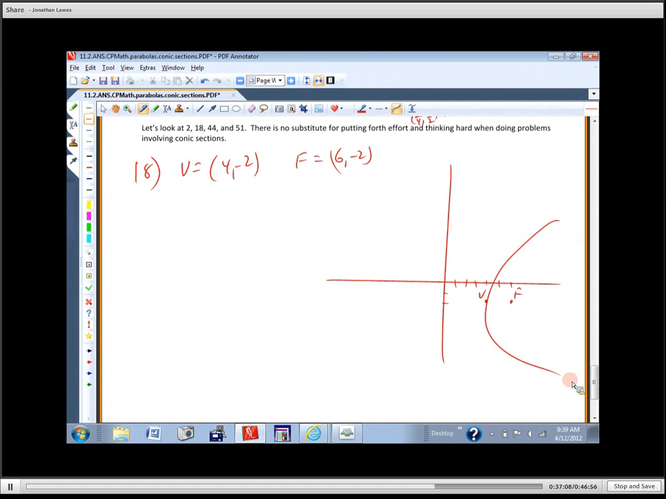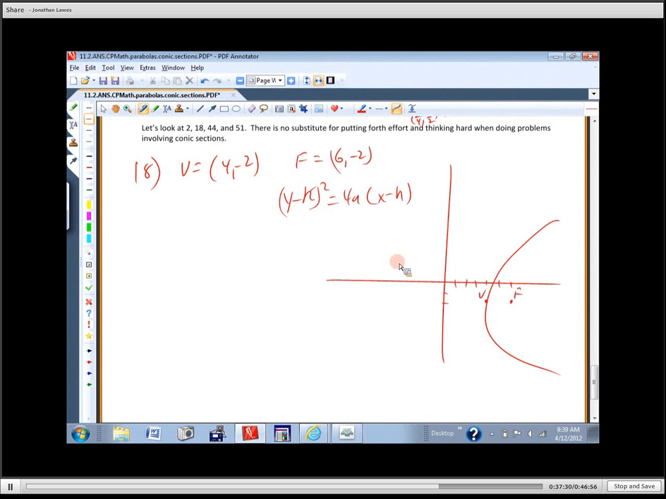If it opens right or left, if it's a horizontal parabola, then it's got to be which squared variable? Y's got to be squared. So it's going to be y minus k, quantity squared, equals 4a times x minus h. And would this 4a be positive or negative? It's going to be positive. This is the right formula right here.